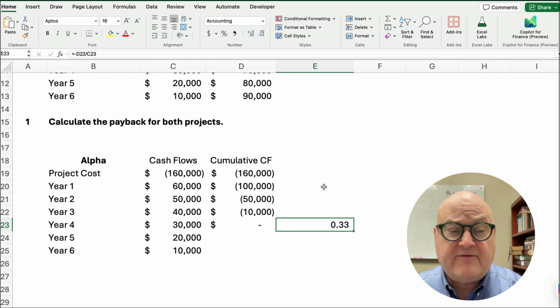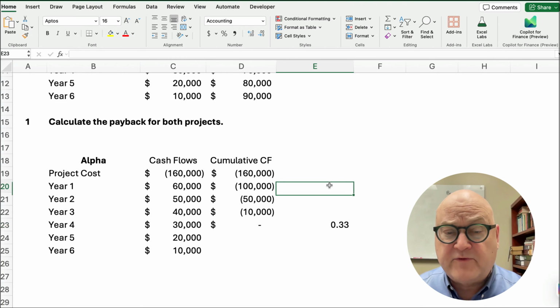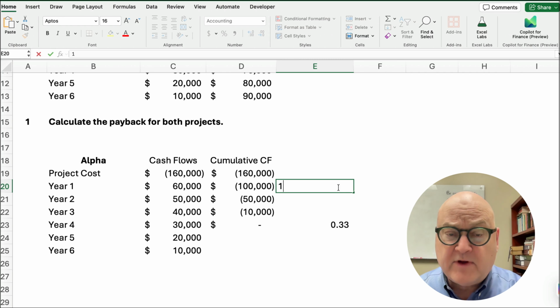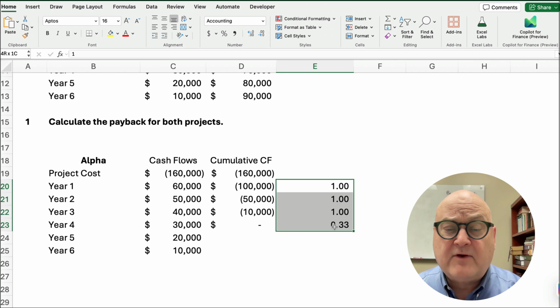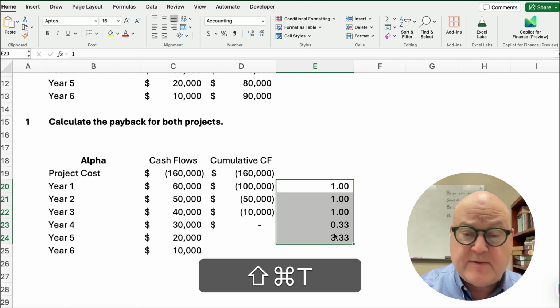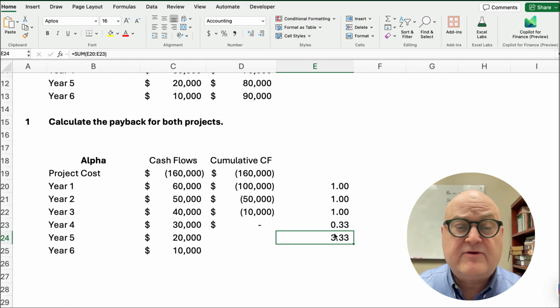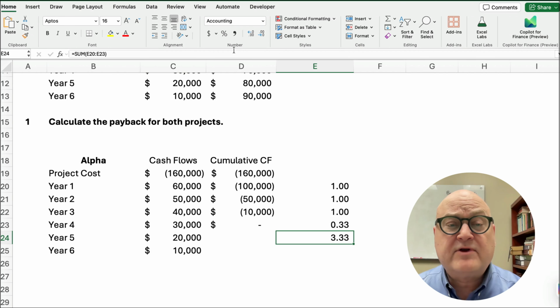So we have 3 full years and then a third of the year into year 4. If you want to think of it this way, we've got 1 full year, 1 full year, 1 full year, and then a third of a year. So our payback period is going to be 3.33, and that's our answer, 3.33.